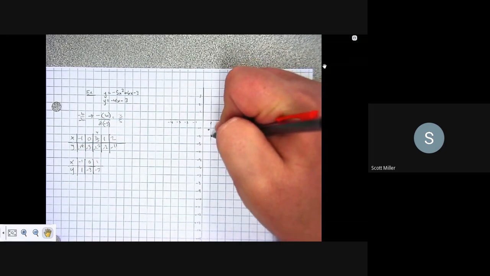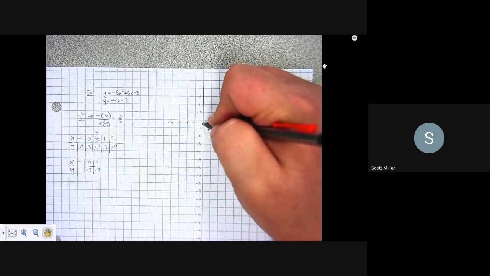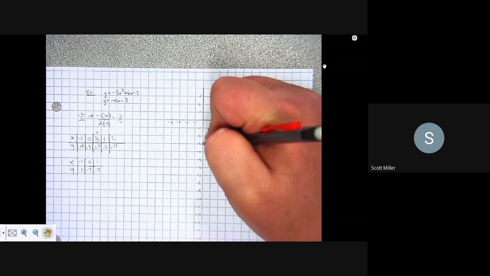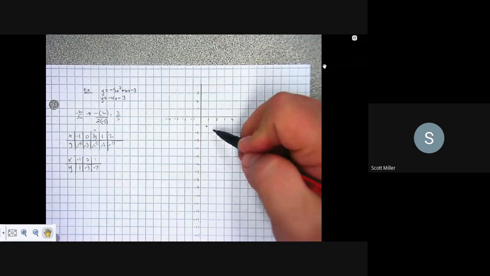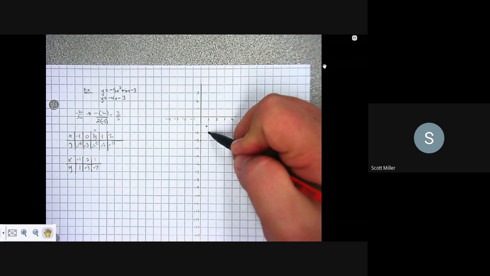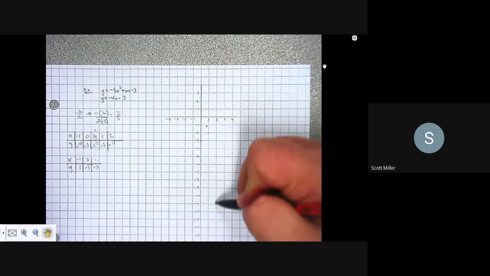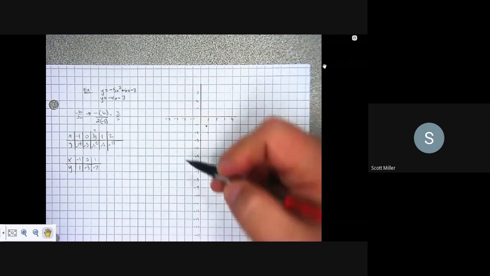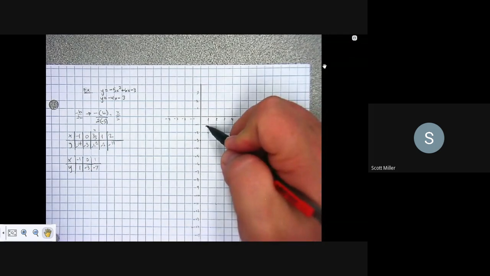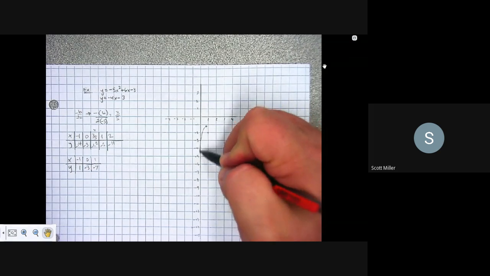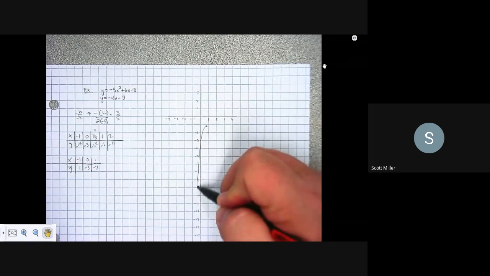At 1, we're at -2. At 0, we're at -3. At 2, we're at -11. And at -1, we're at -14. So it's a very skinny one. And so do the best that you can for these things.